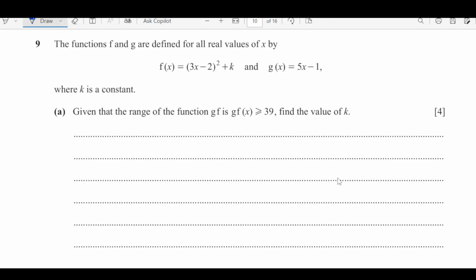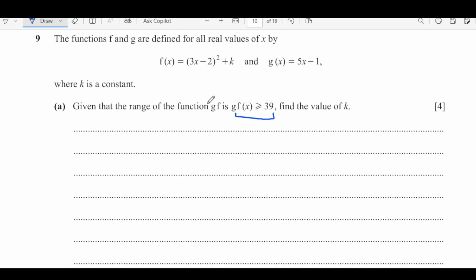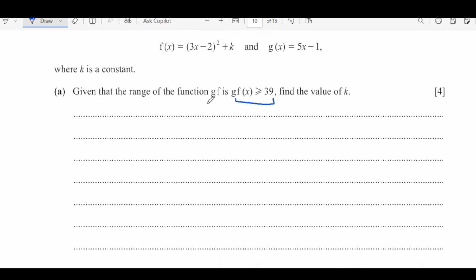Now, question number 9. The functions f and g are defined for all real values of x by f(x) equals this and g(x) is this, where k is a constant. Given that the range of the function gf is gf(x) greater than or equal to 39, find the value of k. So we have two functions here, f(x) and g(x), and we are looking for the value of k for which the range of g of f(x) is greater than or equal to 39.